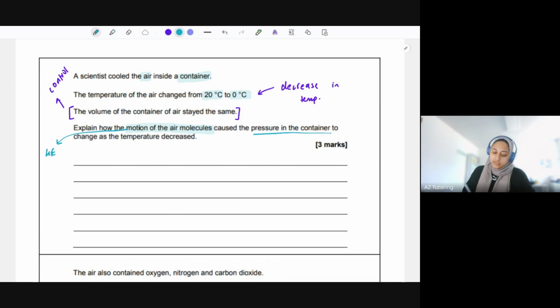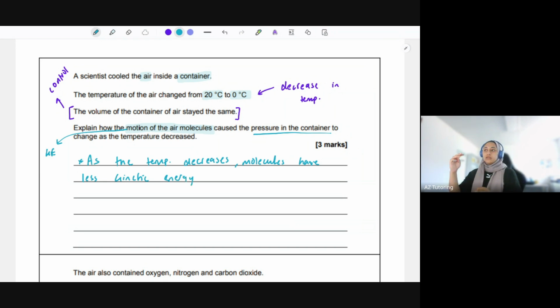So what you say is, as the temperature decreases, molecules have less kinetic energy. Remember, if you increase temperature, then the particles are going to vibrate more. If they vibrate more, they've got more kinetic energy. So molecules have less kinetic energy if you decrease temperature. So that's the first mark that you get.